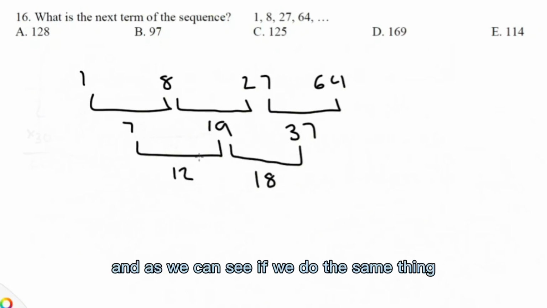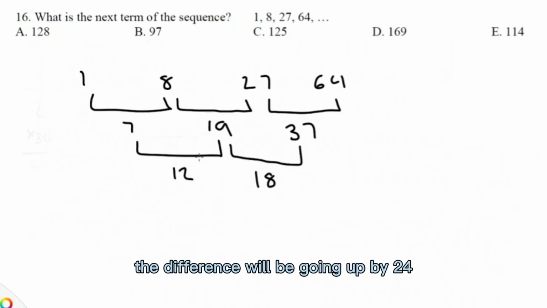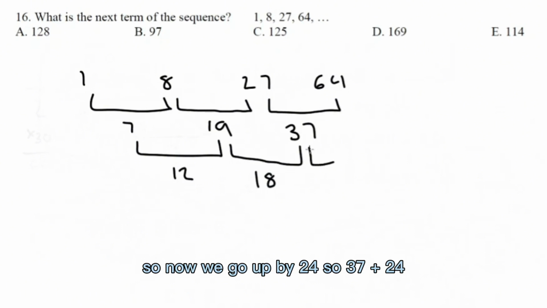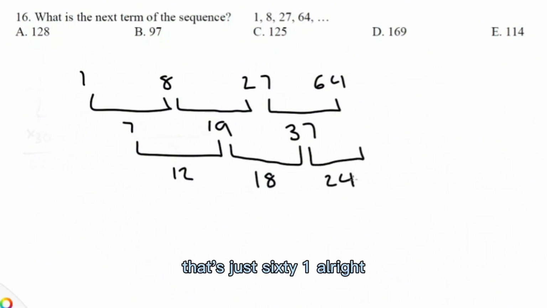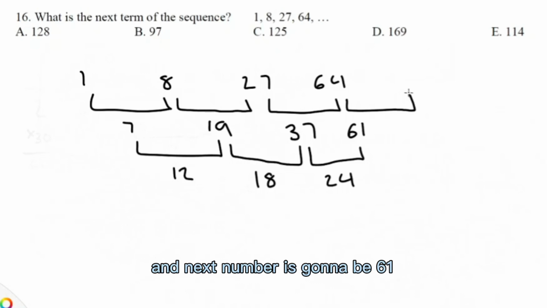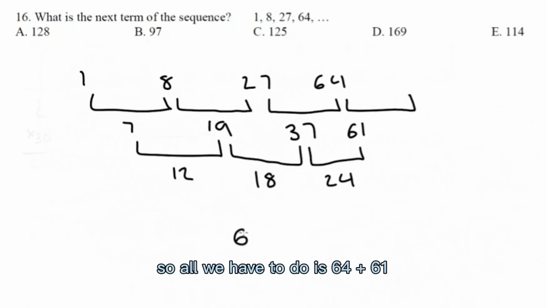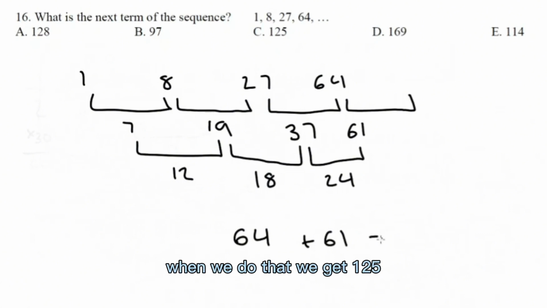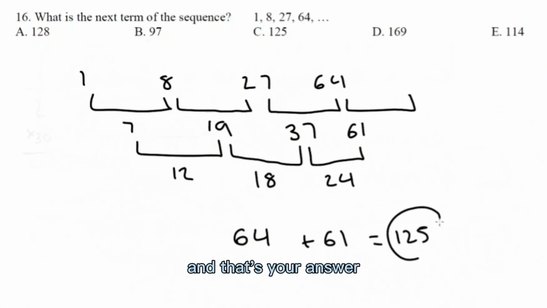And as we can see, if we do the same thing, the difference will be going up by 24. So let's do that. So now we go up by 24. So 37 plus 24. That's just 61. Alright, so now we know that the difference between 64 and the next number is going to be 61. So all we have to do is 64 plus 61. When we do that, we get 125, and that's your answer.